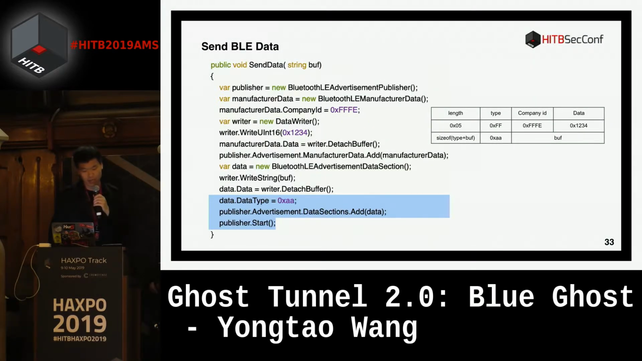Okay, here is the code in Windows to send custom data. We can create a C# console project, and we can see the manufacturer data is used to identify ourselves, as you can see on the screen. The data section is used to send the custom data. Once the publisher is started, the BLE module will send the frame out automatically.